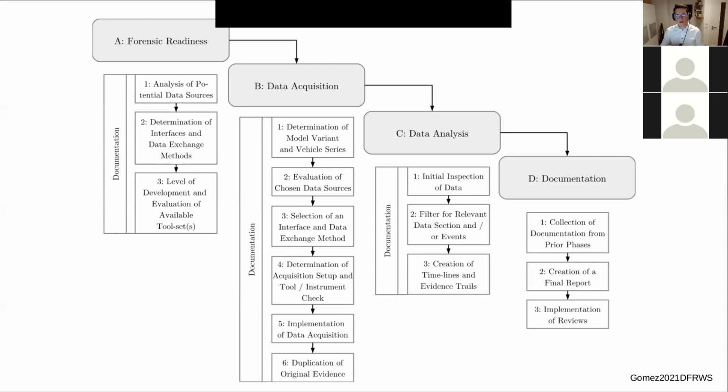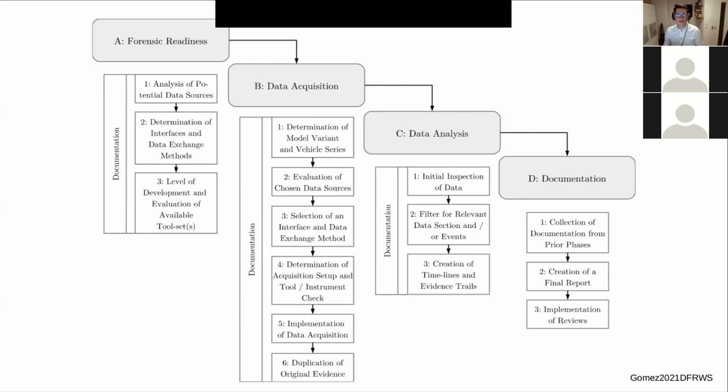Afterwards, we can look if there's existing tools to collect this information. If not, we need to organize tools that are able to consume this information, or we even have to program them ourselves. And afterwards is the actual acquisition itself, including the duplication of the original evidence. This enables us to not tamper with the actual evidence. So if someone wants to reproduce our results afterwards, for example, in front of court, there's not an issue if we've, for example, tampered or changed information on the digital evidence and the original digital evidence.